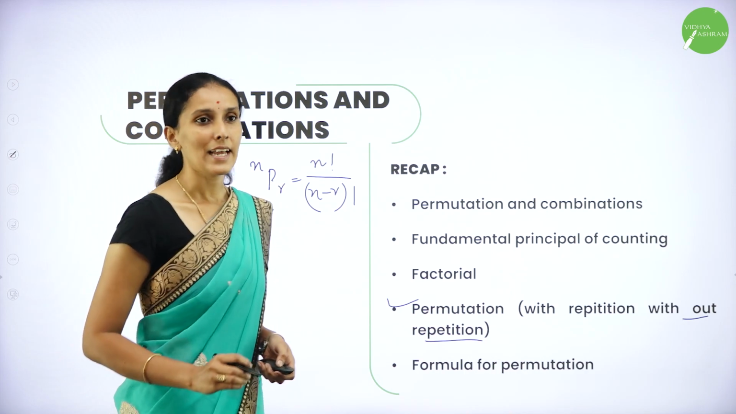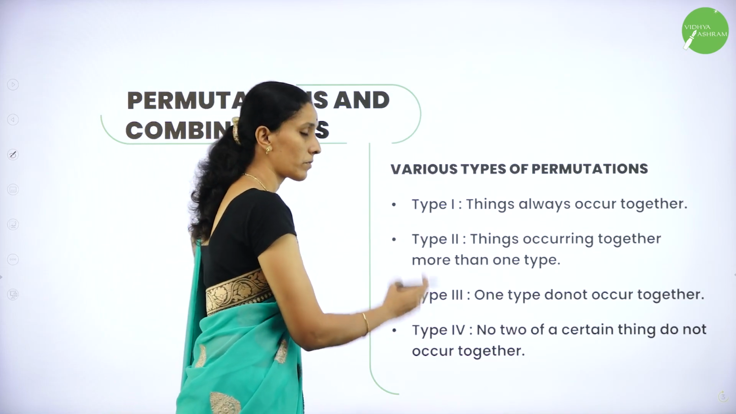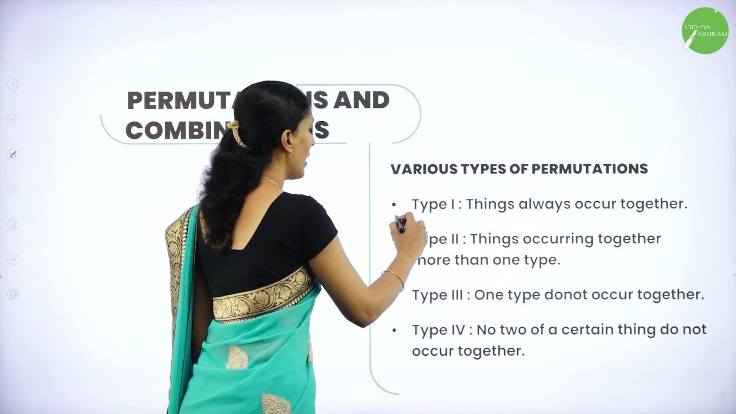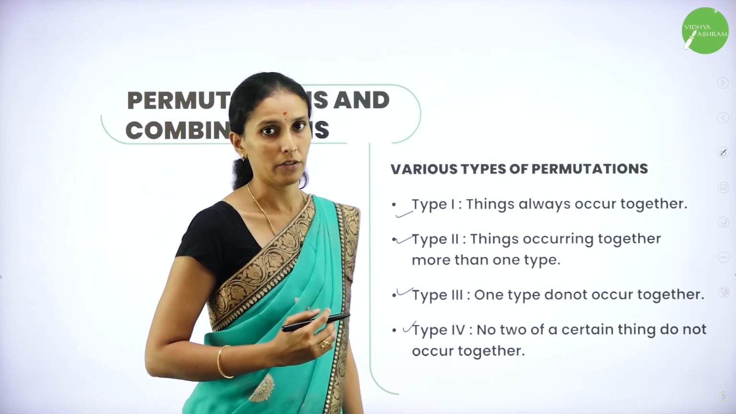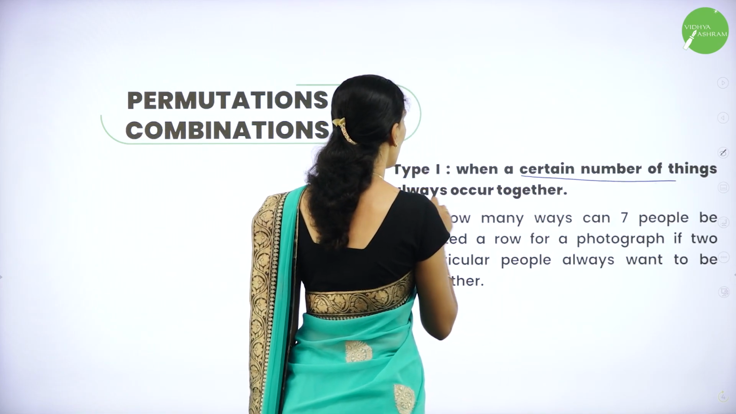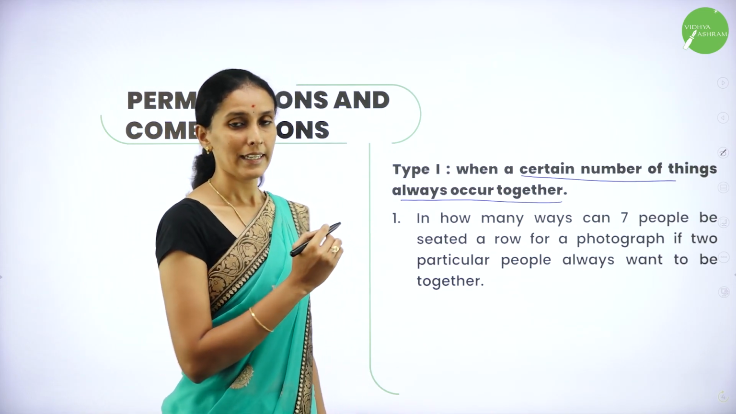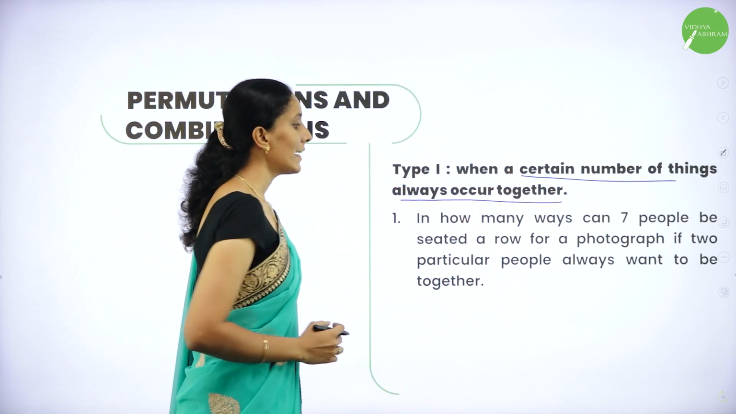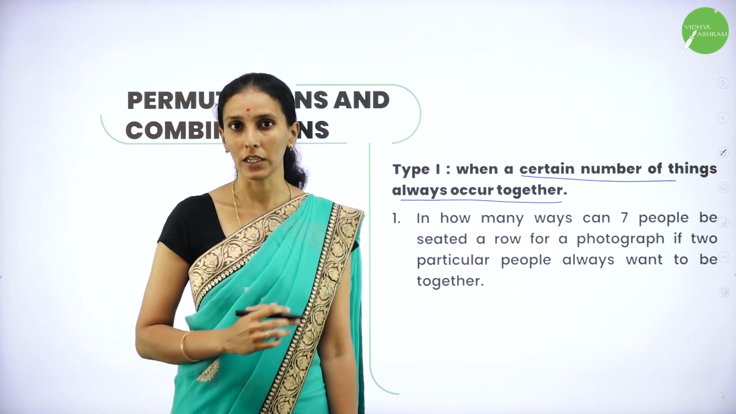In this session we will be learning various types of permutation. Here we have many types of permutations. In this session, I will be taking type 1, type 2, type 3, type 4. Let us learn them one by one. The first one is when a certain number of things always occur together. Here I have taken an example. In how many ways can 7 people be seated in a row for a photograph if 2 particular people always want to be together? This is my question.